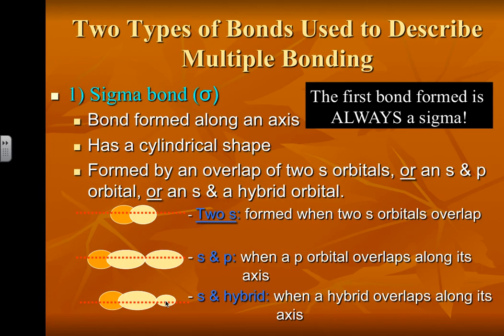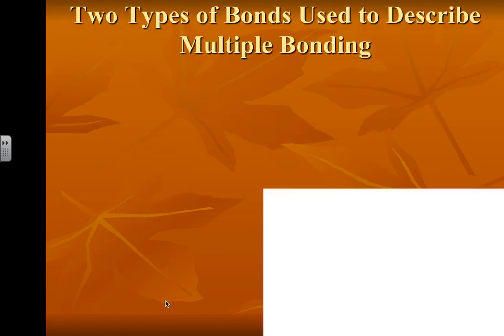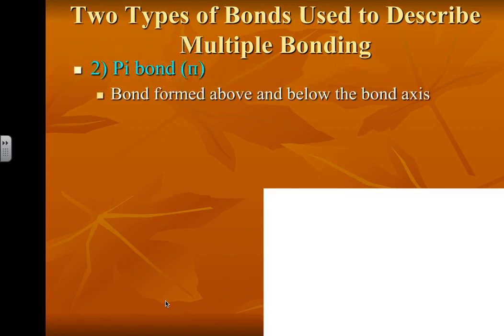And if I'm going to create a triple bond, what about the next bond? Those other two bonds are not sigma bonds. In fact, as you may be able to predict, they're pi bonds. So the pi bond is a bond formed above and below the bond axis. So making a sigma bond, you form the axis. And then when you do a pi bond, you form it above and below.